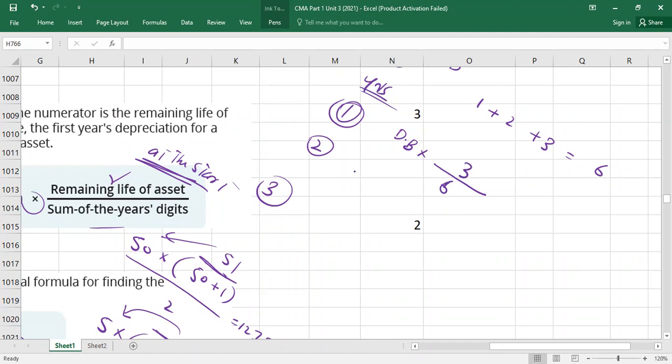In the second year, what will I do? Again, I will take the depreciable base. Now you're sitting at the start of the second year, assume. So what is the remaining life at the start of the second year? It is 2 by 6. Right? And in year 3, it will be 1 by 6. Depreciable base into 1 by 6. Right? Right or wrong?